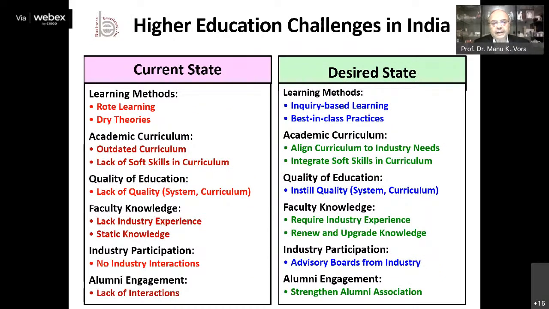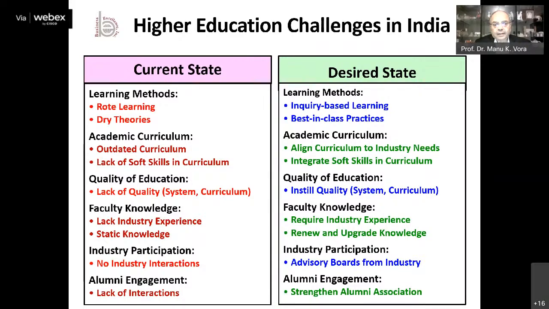Now, here I have put together based on my experience in academics, both here in the US for over 28 years, and then teaching in India since 2006 formally, but around 2000 working with the executives in various industries. The current state, the way we operate using the century-old British system, the learning method is all rote learning and dry theories. On the right side, the desired state we need to move to, and here we can use NEP 2020 to start having a focus on inquiry-based learning and having the best-in-class practices by bringing the practical knowledge into the classroom.